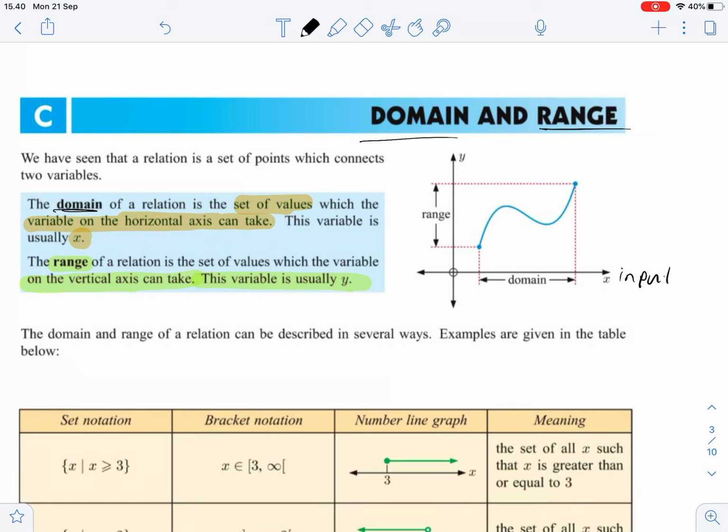So in the previous video, we talked about this x-axis being our input. Well, our input is also our domain. And our range, we said our y values, is also our output. So our range is also our output.